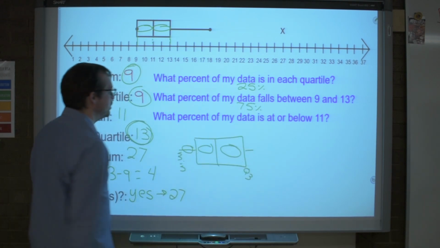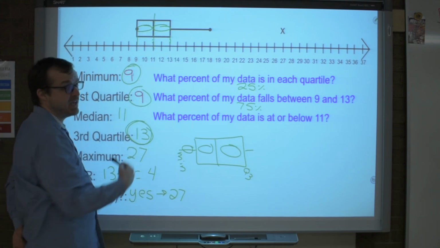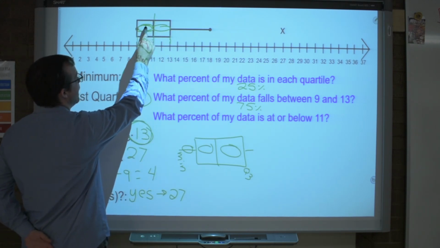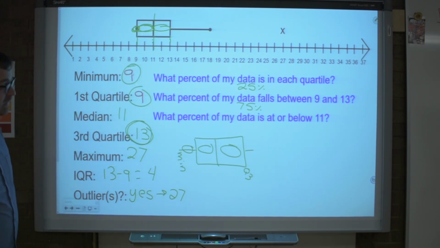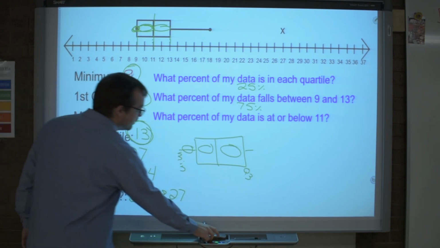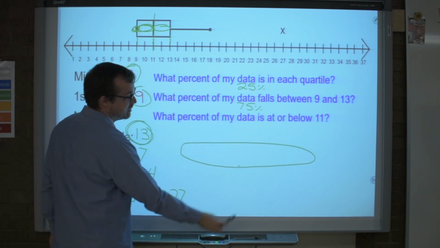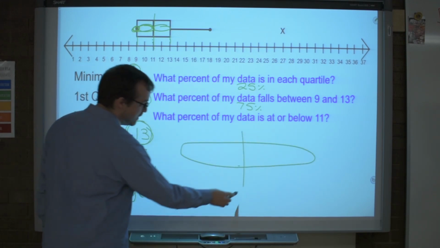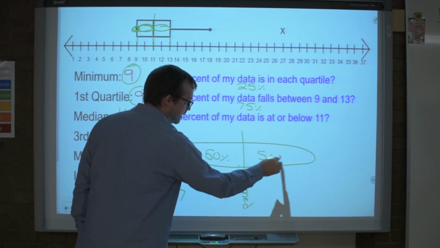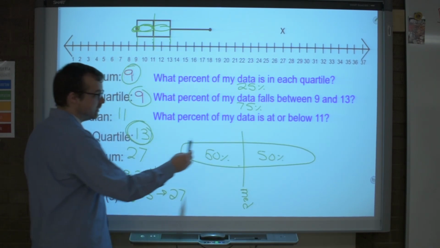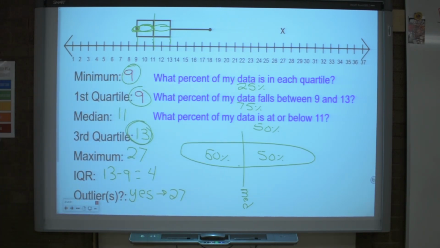All right, what percentage of the data is below 11? Tricky again. 11 is right here. So how many sections are technically below that? Well, we have this one, and going to the minimum, we also have to include the 25% of the 9s there. So it's still 25% of my data. Again, 11 is our median. If this is all of my data, the median cuts it right in half. If that's the median at 11, then that's 50% of my data below it and above it. Because 11 is my median, that's going to be 50% below. That's pretty cool, Mr. Nelson.